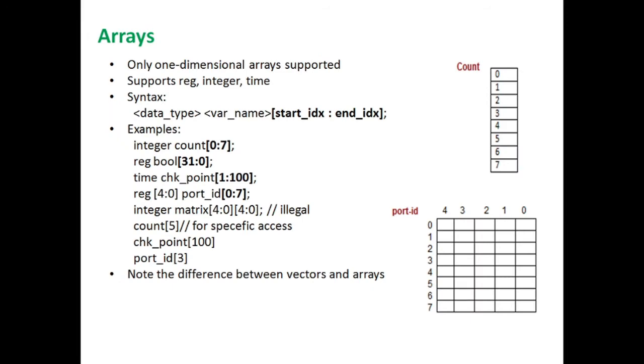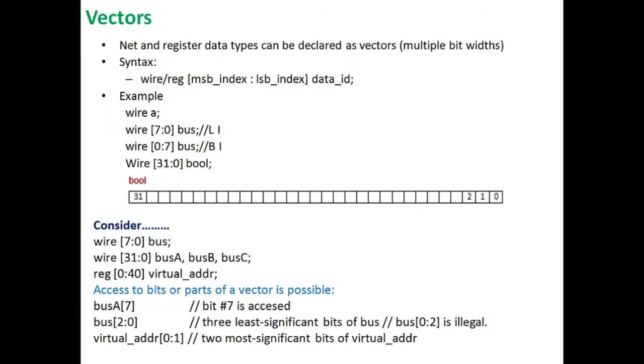We know that a vector is simply a single element that is n bit wide. You can see here that bus is a single element. This element is of 8-bit width, and here bool is also a single variable or a single element that is n bit wide. So here n bits is nothing but 32-bit data. It is a single element. Then I can say that a vector is just a single element.